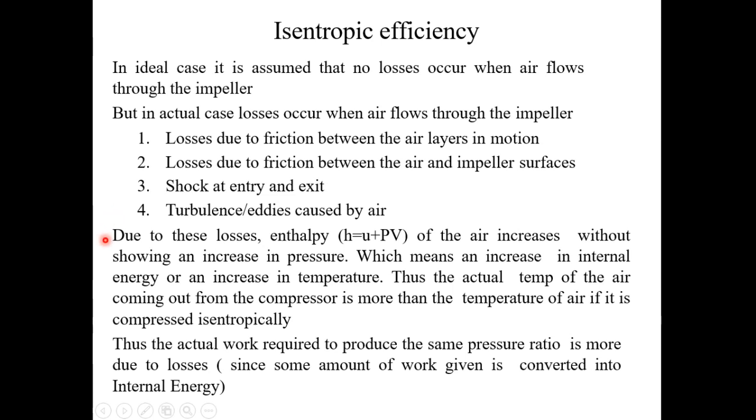Now, due to these losses, the enthalpy of the air increases without showing an increase in pressure, which means an increase in internal energy or an increase in temperature. Thus, the actual temperature of the air coming out of the compressor is more than the temperature of the air if it is compressed isentropically or adiabatically. Thus, the actual work required to produce the same pressure ratio is more due to these losses, because some amount of work given is converted into internal energy.